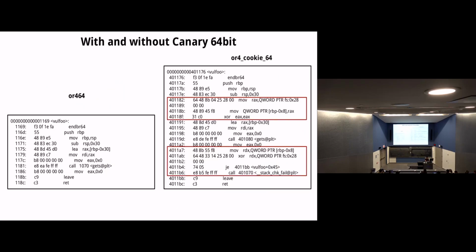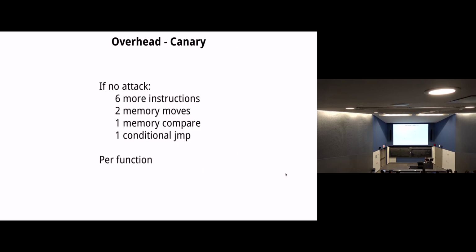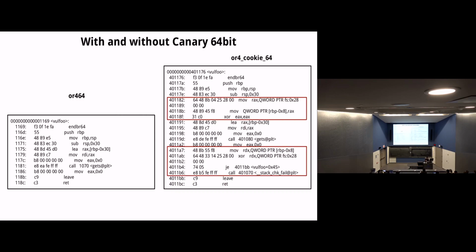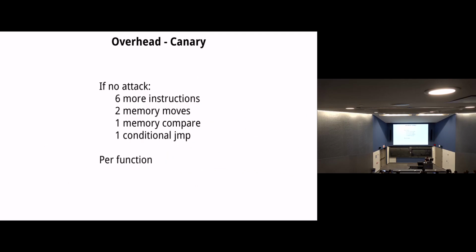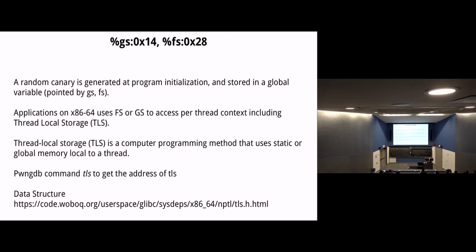So I just showed you the 64-bit version. The C library function name changed a little bit, stack check fail, almost the same. The overhead of this, there are still many more instructions. How many instructions are there? 6 more instructions in 32-bit, so 64-bit probably 7 more instructions. Of course, when there is an attack, the overhead doesn't matter. The overhead is about what happens if there is no attack.